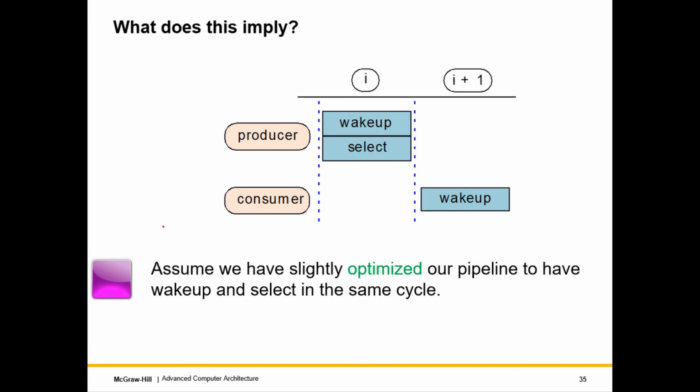So, let me look at one design point. In this design point, let us assume that we are able to optimize our pipeline such that wake up and select happen at the same cycle, right? So, if they happen in different cycles, it will introduce more complexities, and it is also there as an exercise at the end of the book. But let's look at the simple case first, and we will then gradually, slowly ramp up the complexity.